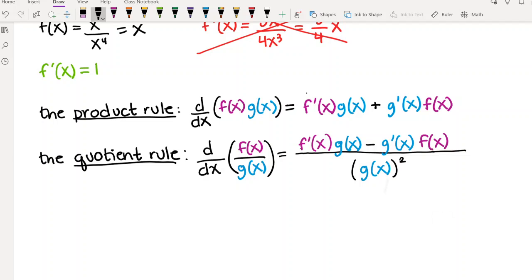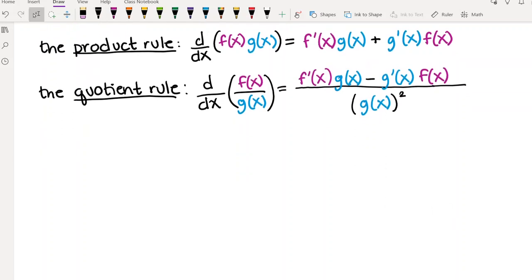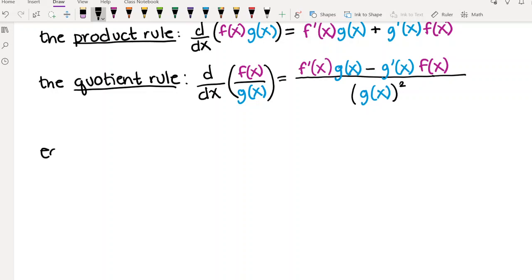Okay, so let's do an example of using the quotient rule. So let's actually do the example from earlier. So if our function is, I think it was, x squared over e to the x. So let's call our top function our f of x, right? And our bottom function is our g of x.